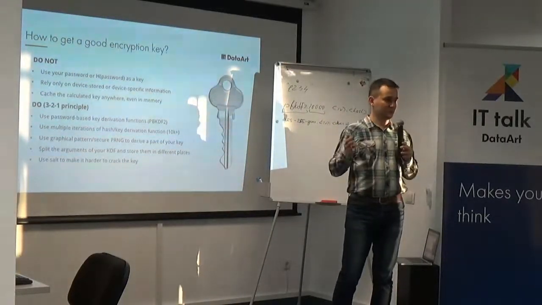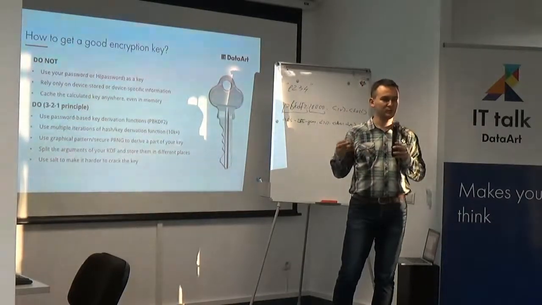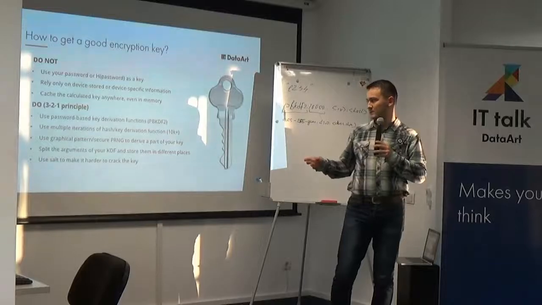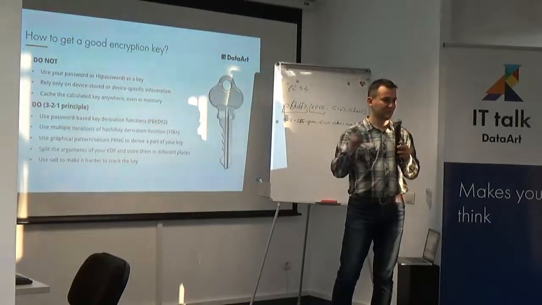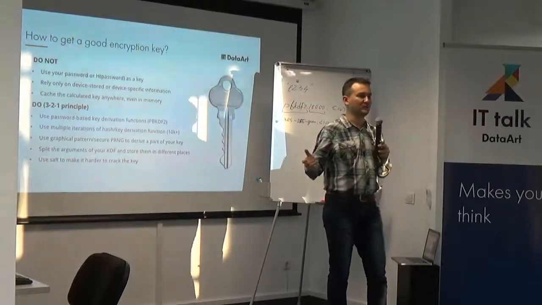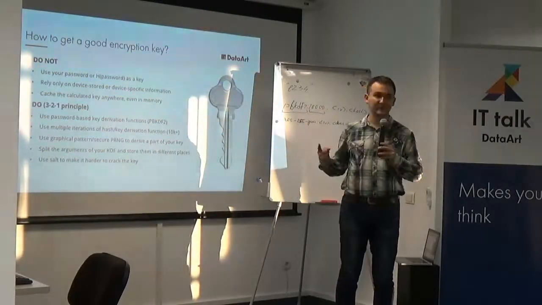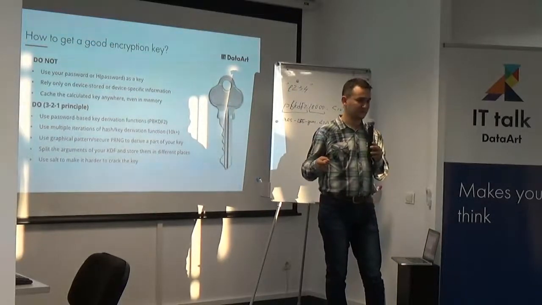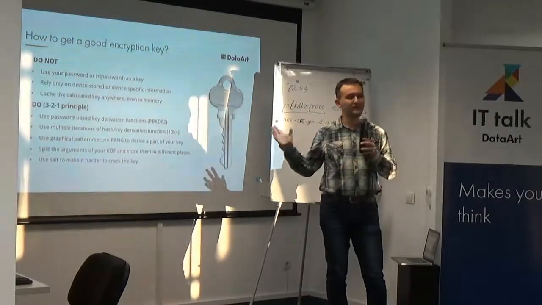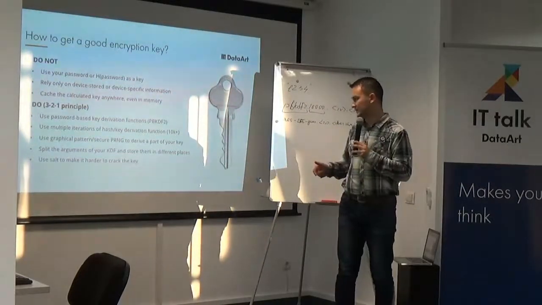What should we do? The best practice here is described as the 3-2-1 principle. The best key consists of 3 parts. 2 of them are related to what you know and what you have, so-called two-factor authentication, and 1 of them is never stored on the device.